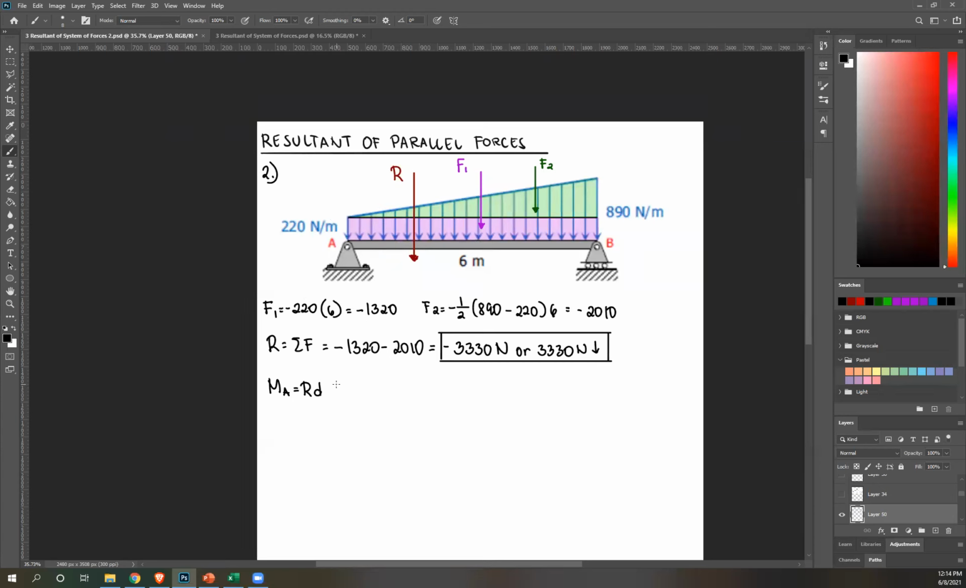Okay, by the way, similar to what we did with resultant, this negative sign again just denotes direction. So if you're going to use this in your computation, use the absolute value. Okay, so this is also equal to 1320 downward, and this is 2010 downward. Let me adjust.